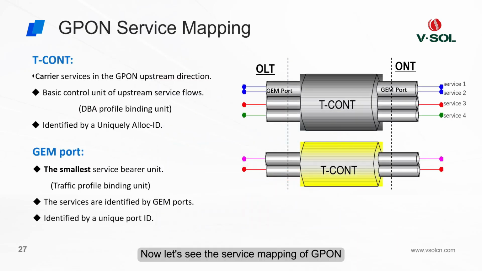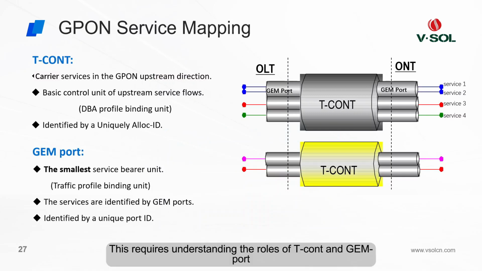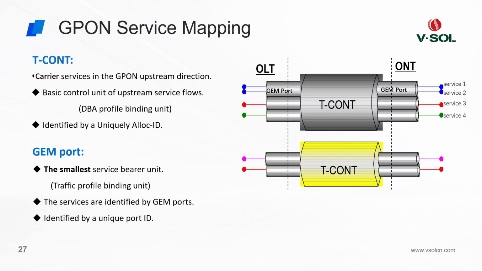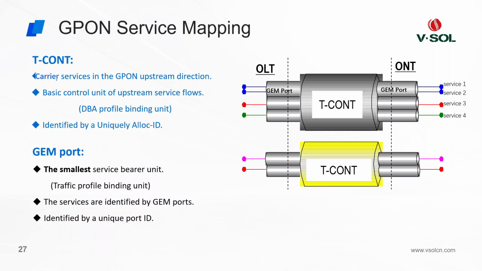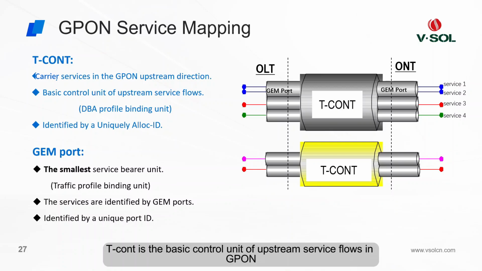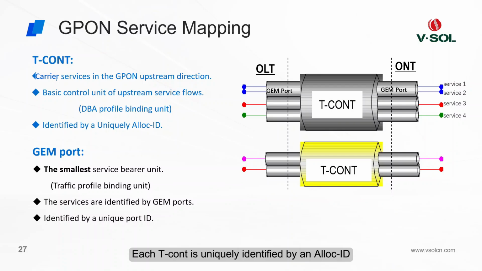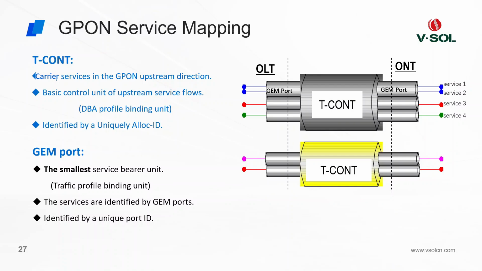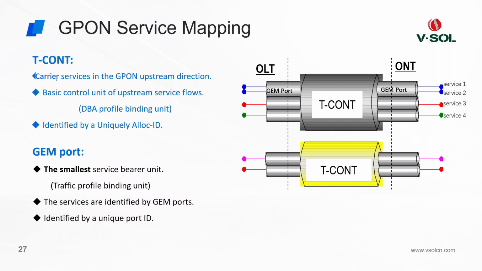Now, let's see the service mapping of GPON. This requires understanding the roles of TCONT and GEM port. TCONT is a carrier for carrying services in the GPON upstream direction. All GEM ports need to be mapped to TCONTs. TCONT is the basic control unit of upstream service flows in GPON. Each TCONT is uniquely identified by an alloc ID. The alloc ID is globally allocated by the OLT.